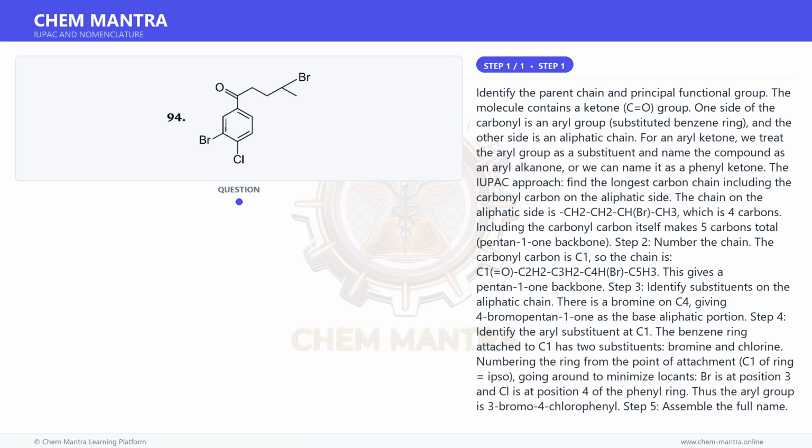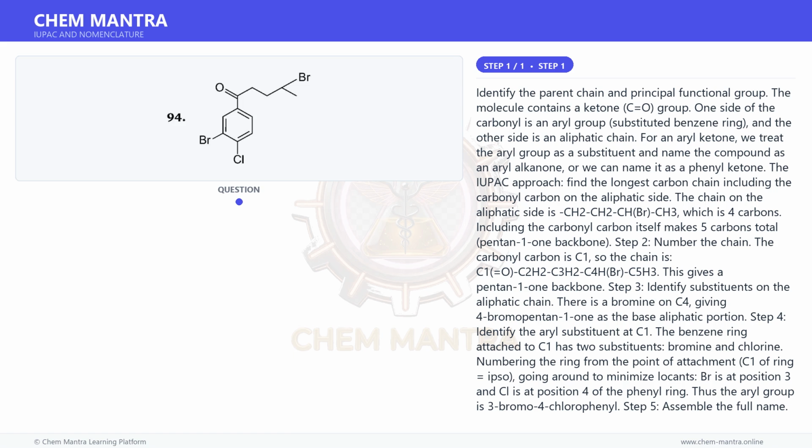3-bromo-4-chlorophenyl. Step 5. Assemble the full name. The compound is 1-(3-bromo-4-chlorophenyl)-4-bromopentan-1-one, which by alphabetical ordering of substituents in the full name is written as 4-bromo-1-(3-bromo-4-chlorophenyl)pentan-1-one. Step 6.